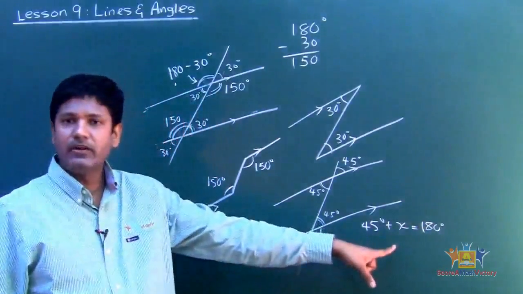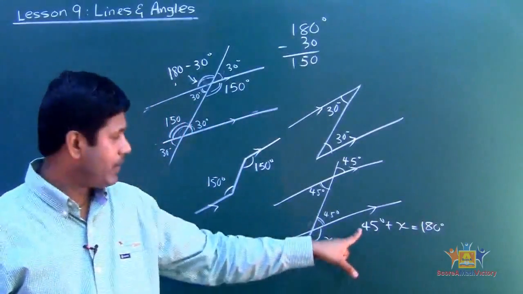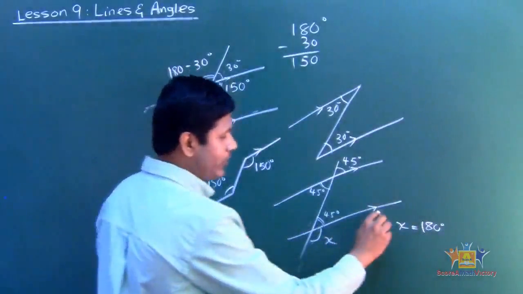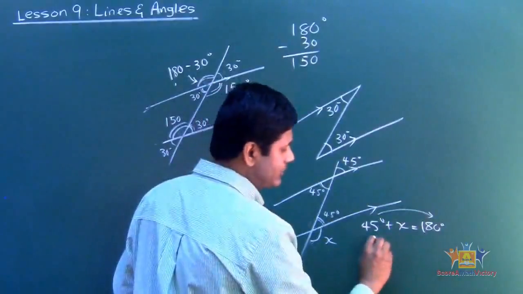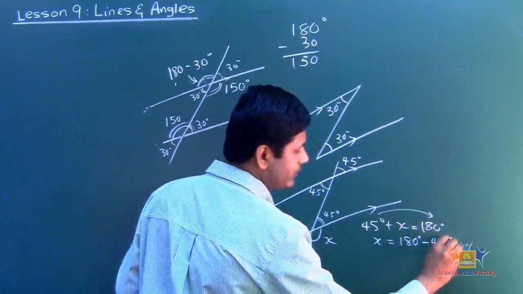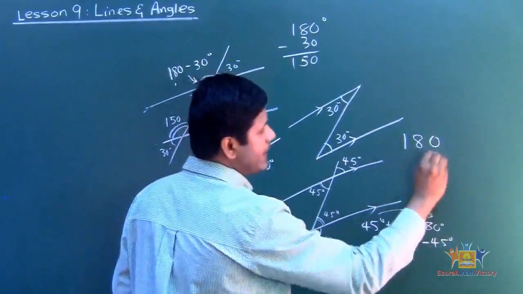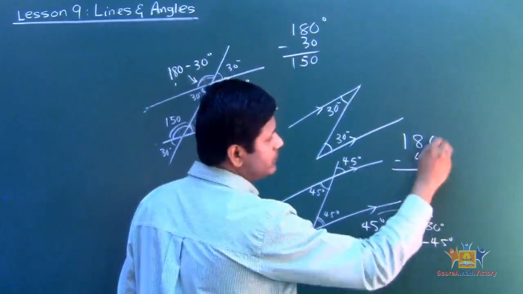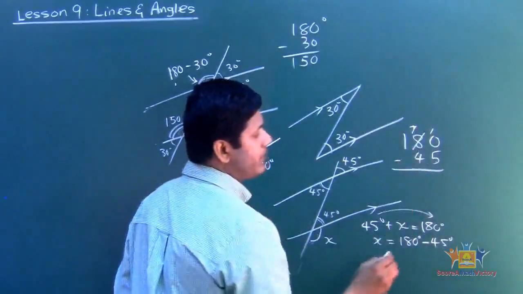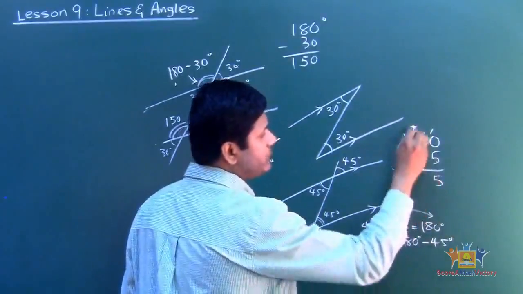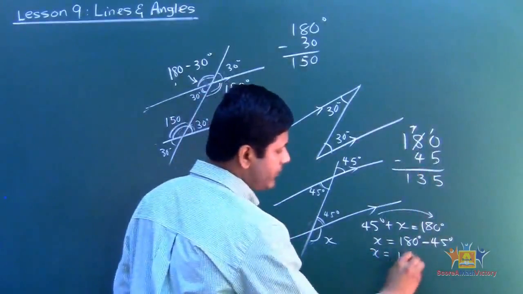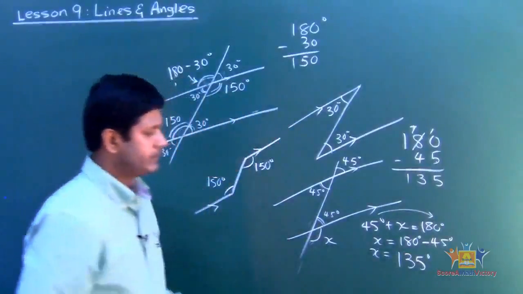Can I find x now? Yes, by moving the 45 degrees across the bridge. When you cross the bridge, addition becomes subtraction. So 180 minus 45. Line it up. 0 minus 5, I cannot, so borrow from 8. 8 becomes 7, 0 becomes 10. 10 minus 5 is 5. 7 minus 4 is 3. Bring the 1 down. So x equals 135 degrees.